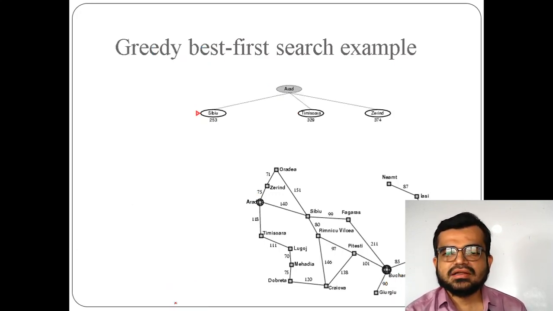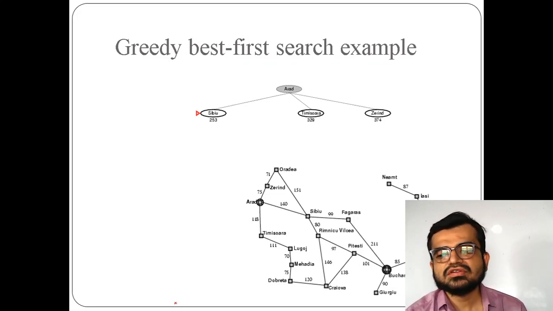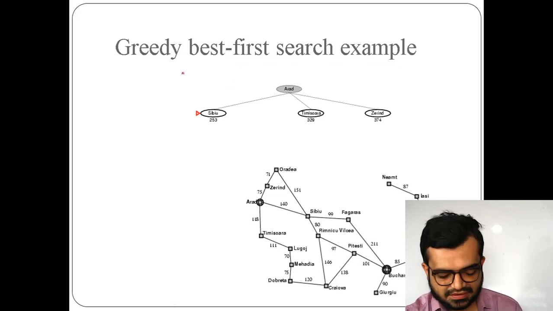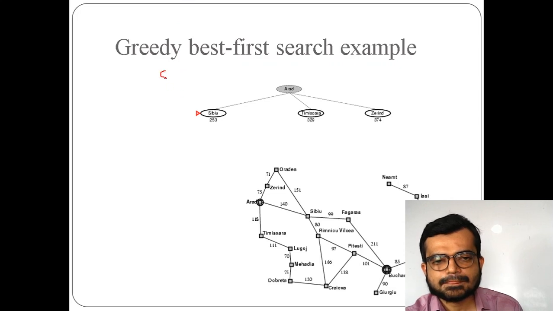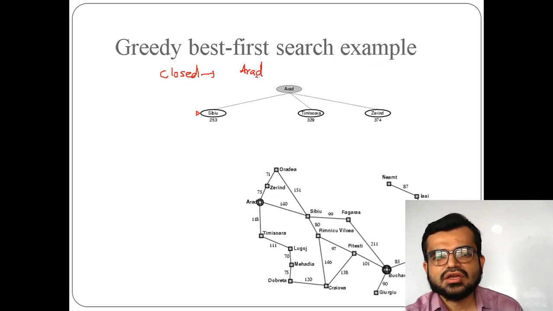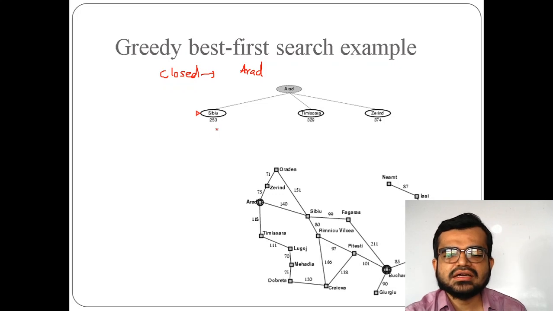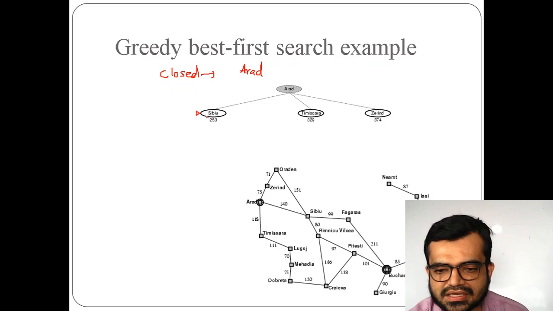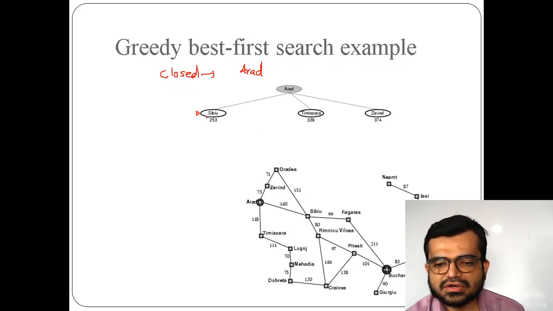Now what is the closed state? What is expanded? Arad is expanded. So the closed state here is Arad. What is open? These three are in open state. Now if you see the heuristic value, which has the lesser value, Sibiu. So now it starts visiting from Sibiu, and from Sibiu again there are 4 locations.